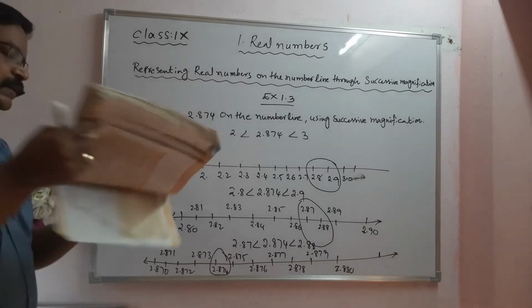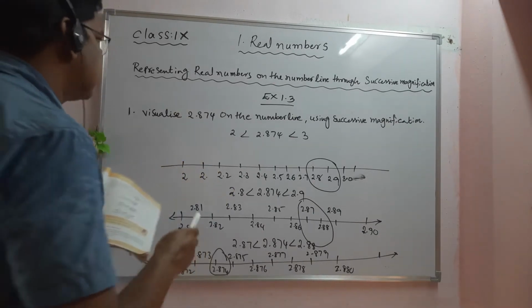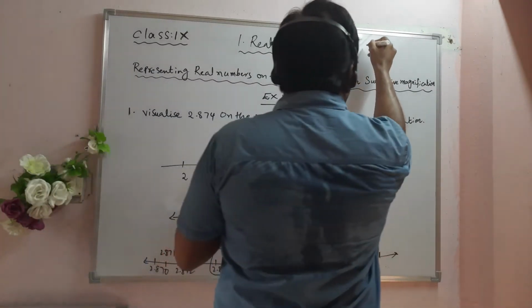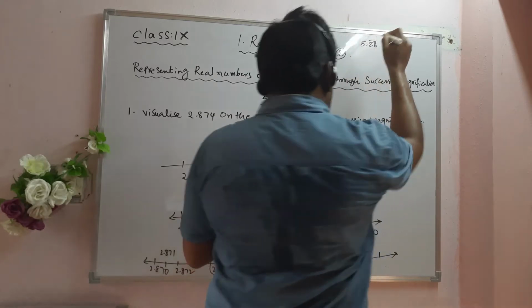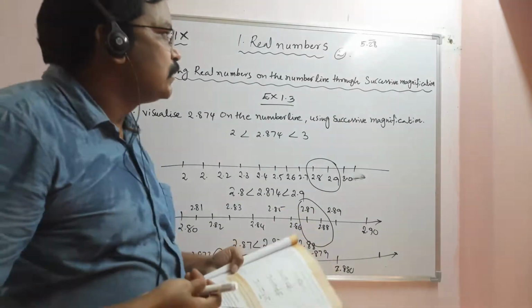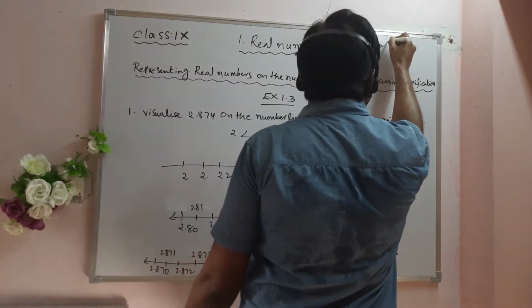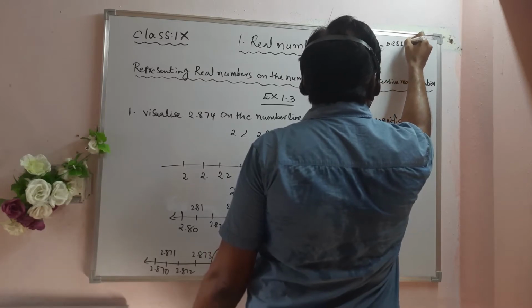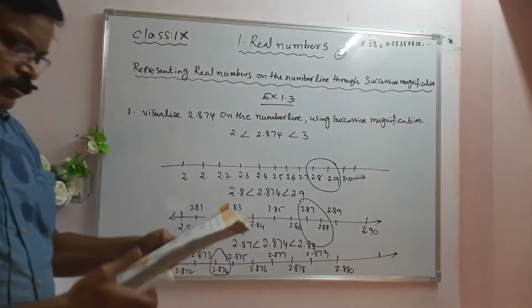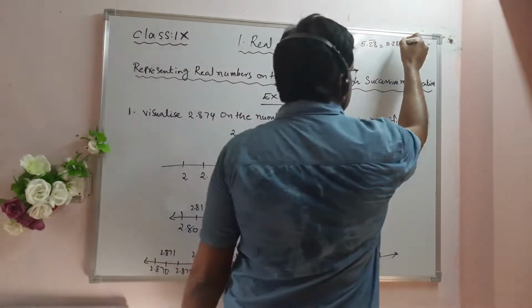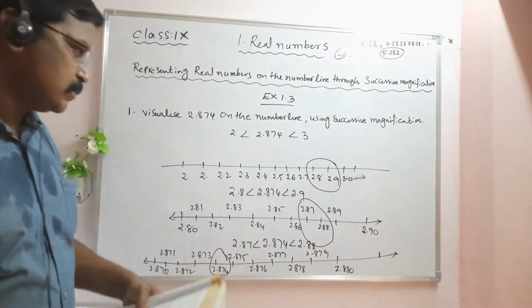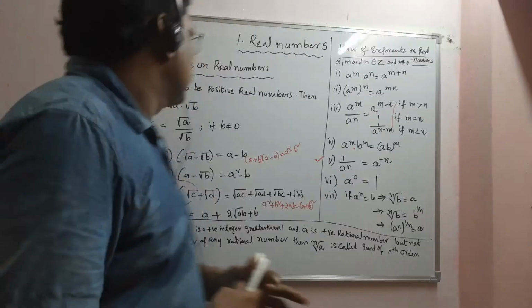See, in the second sum, you can do this sum as homework. Visualize 5.28 bar on the number line up to 3 decimal places. So how do you take this number? If you remove the bar, 5.28, 28, 28 and so on. So up to 3 decimal places means you can take 5.282 up to 5.28. So use the same process.